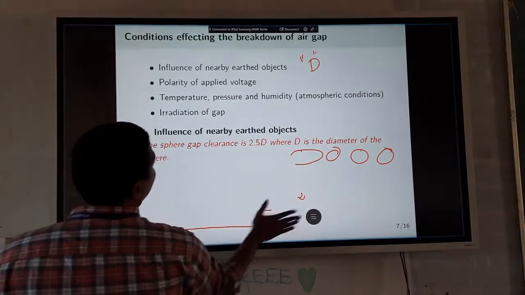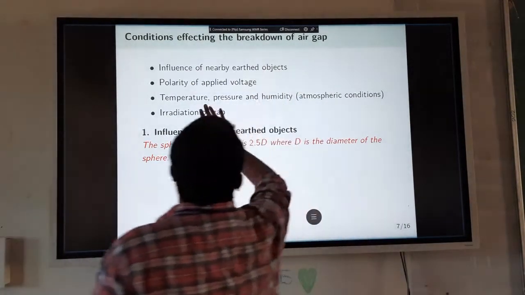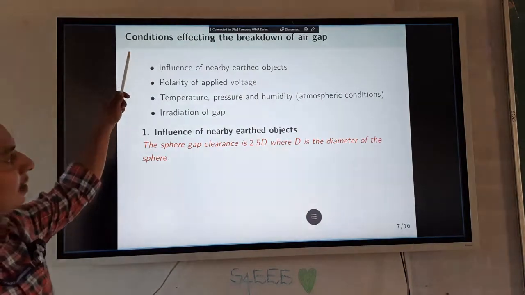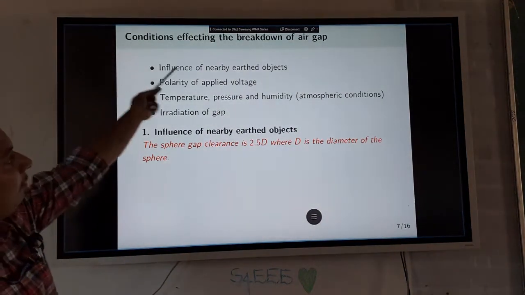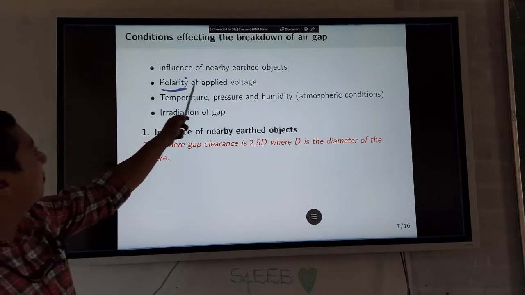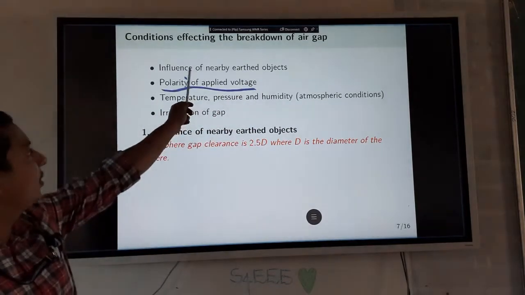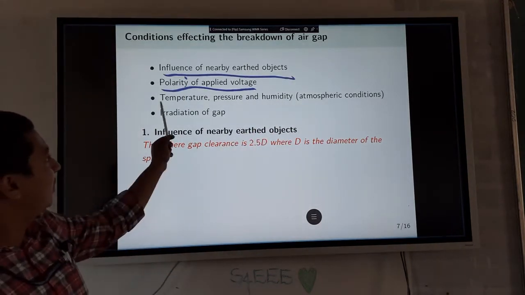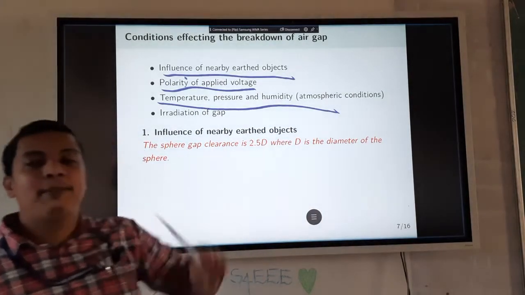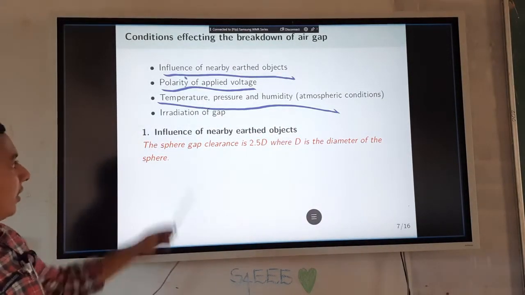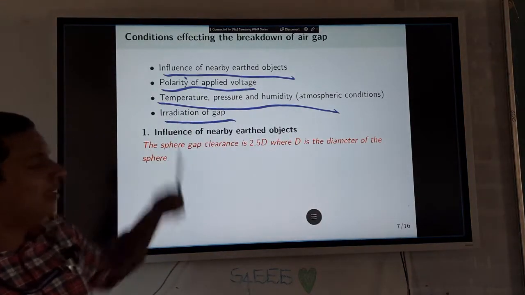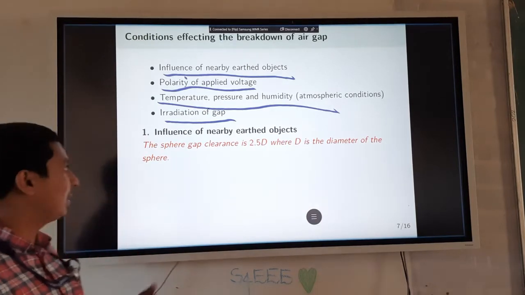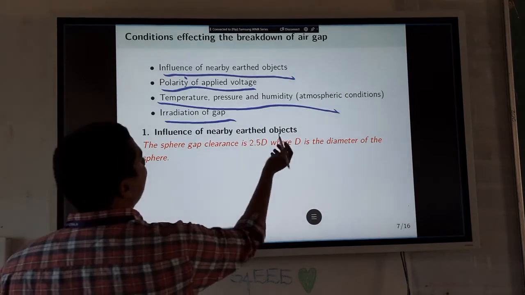Now, let us see the conditions affecting breakdown of the sphere gap. Basically, there are 4 effects. There are more, but let us see the 4 major effects. One is the influence of the nearby Earth object. Second one is polarity of the applied voltage. Third one is temperature, pressure, and humidity. Definitely, when atmospheric conditions vary, you will have a different breakdown voltage. Then radiation of the gap. That is again another atmospheric condition. If you have radiation over the gap, that also will affect breakdown. We will see how. First of all, let us see the influence of the nearby Earth objects.